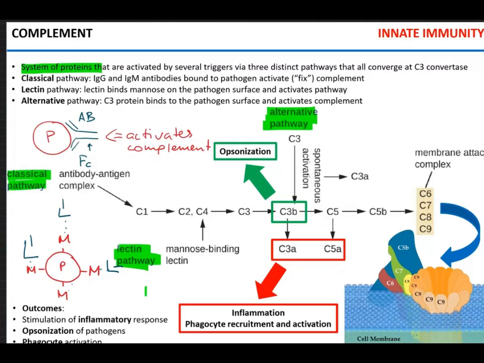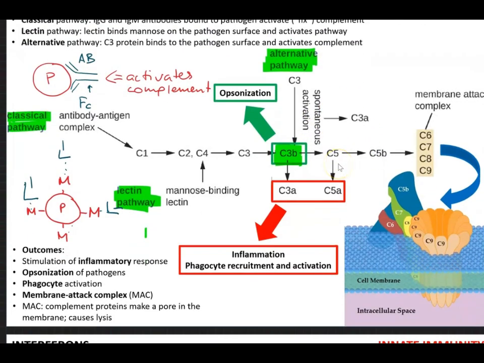I want you to notice that all three pathways basically converge on the same molecule of C3b. It's a convertase. Let's explore what are the responses. So first response, first effect of complement activation is increased inflammation and phagocyte recruitment. Okay?